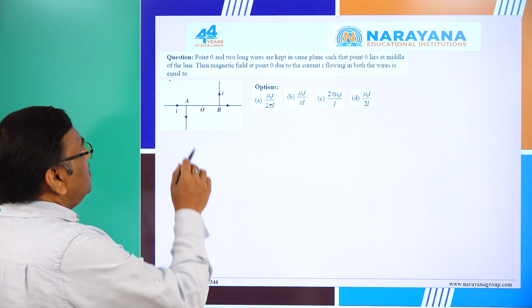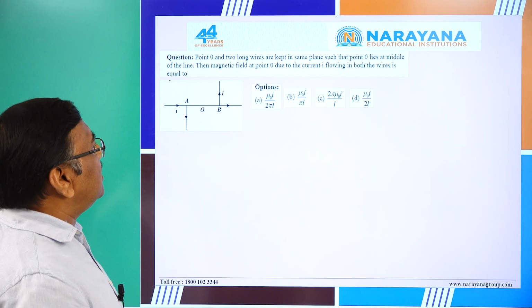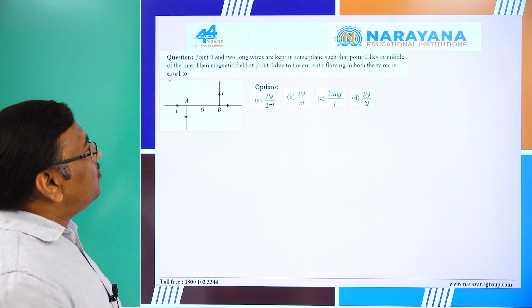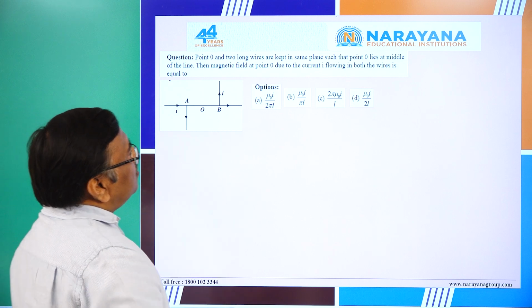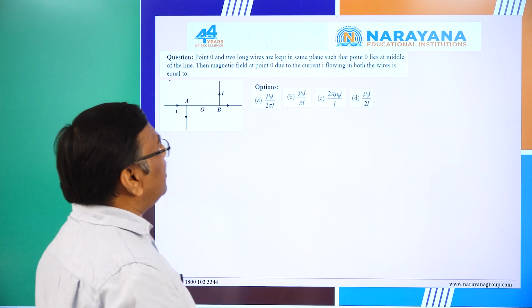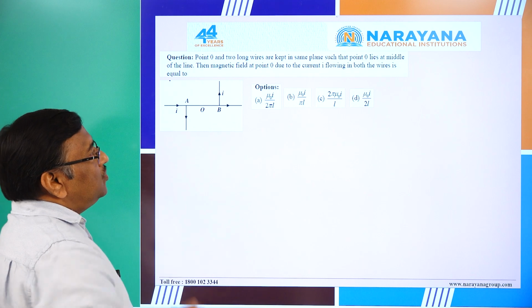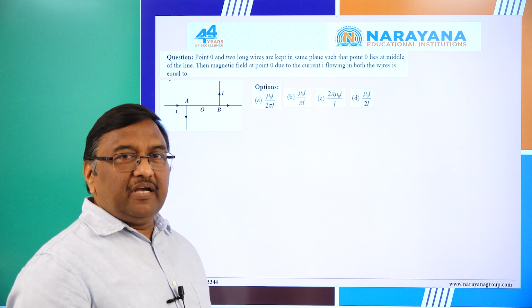As you can see, again in this question, point O and 2 long wires are kept in the same plane such that point O lies at the middle of the line. Then find the magnetic field at point O due to the current I flowing in both the wires. That's the simplest question on the magnetic effects of current, and that too using the definition of how to find the magnetic field due to a straight current carrying conductor.